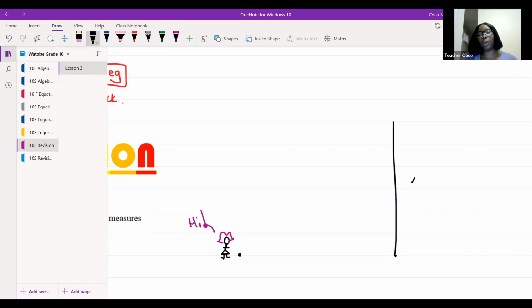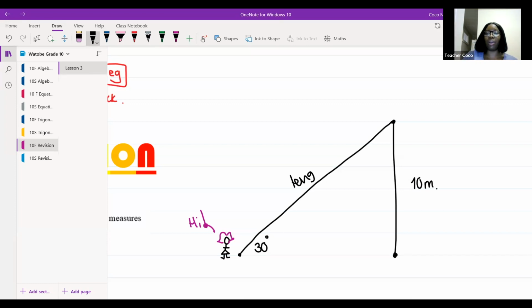Okay, if my flagpole is 10 meters tall, I want to know how much string do I need to buy if I want to connect the top of my flagpole to the bottom over here. I want to know this. Okay, I know that where I'm standing right now, I've made sure that the angle over here is 30 degrees from the top. How am I going to use what we know about trigonometry to calculate for this length? I want the length here. In meters, please.